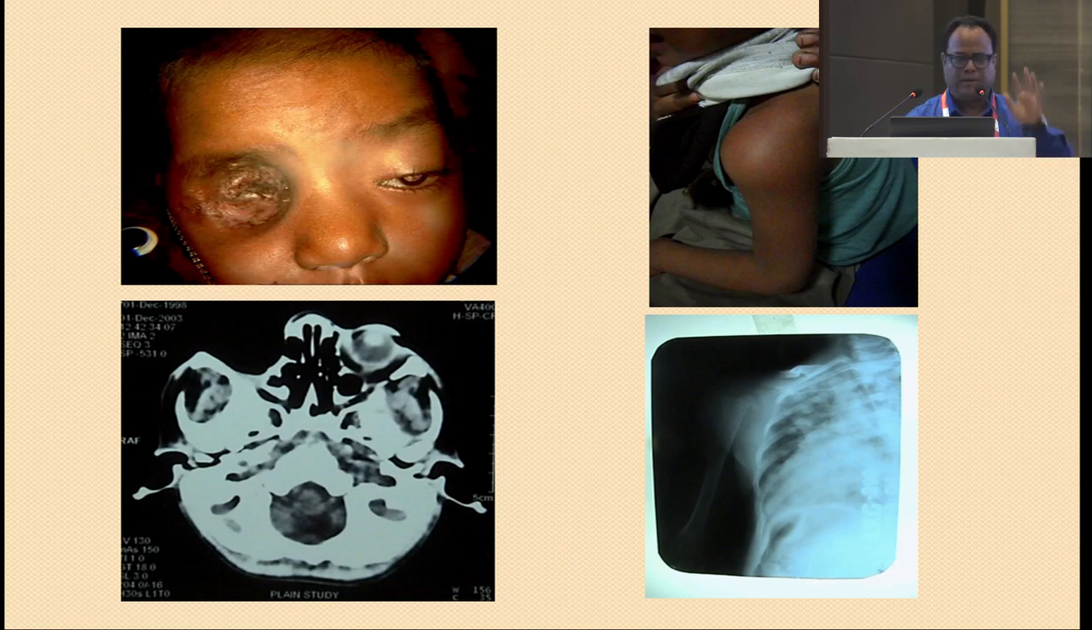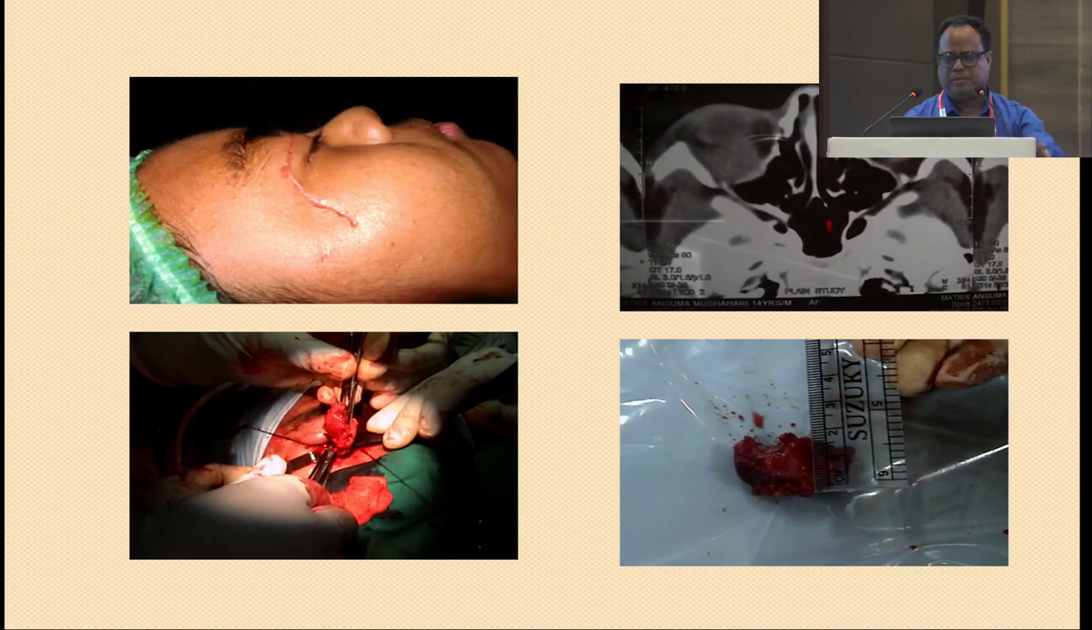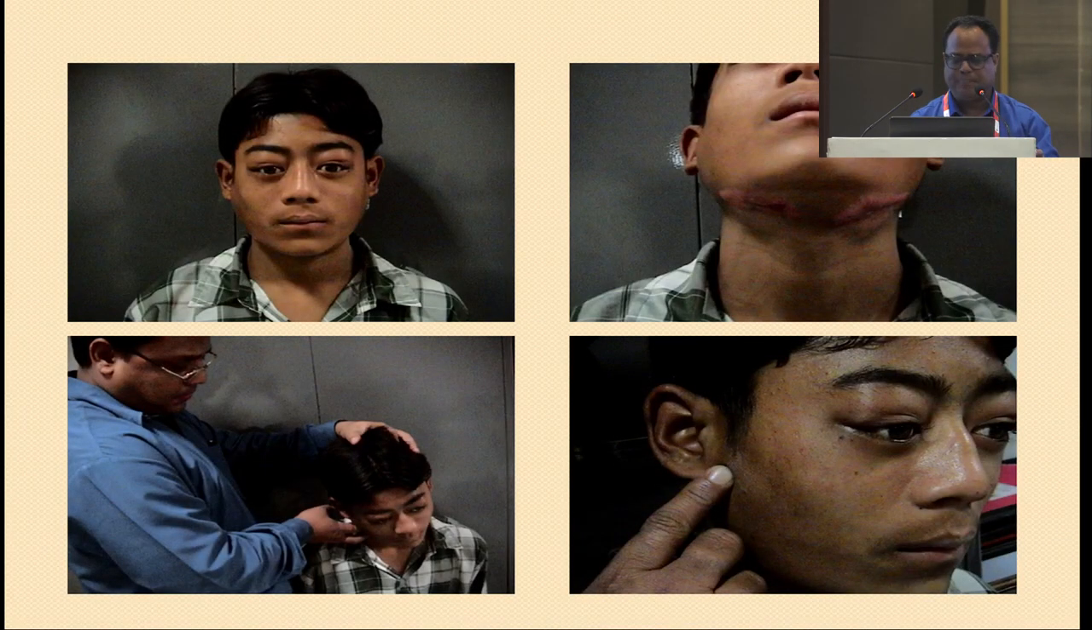So in any case of proptosis, we can look at CT scan, ABC, peripheral blood smear, all. Leukemic, that's why I already mentioned. This patient was rhabdomyosarcoma. Just a biopsy was done, and again there was a recurrence. I did the maximum resection and now he is doing well.